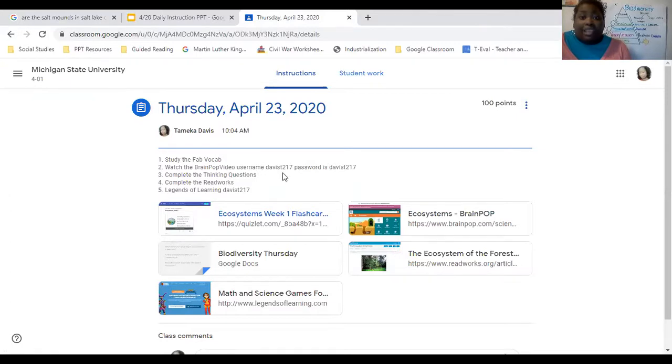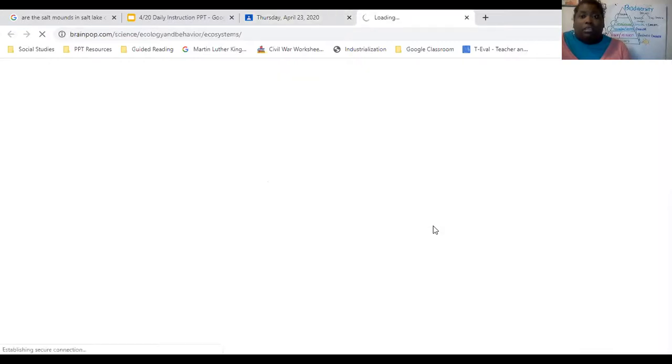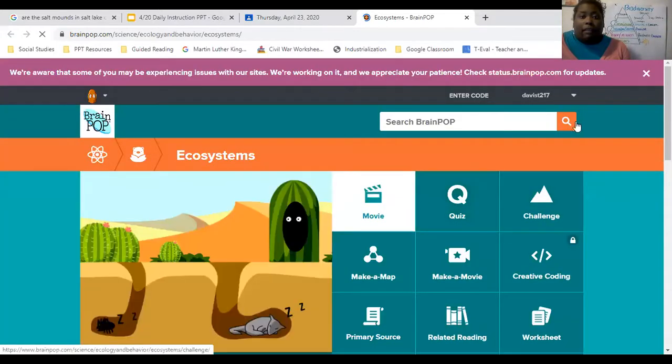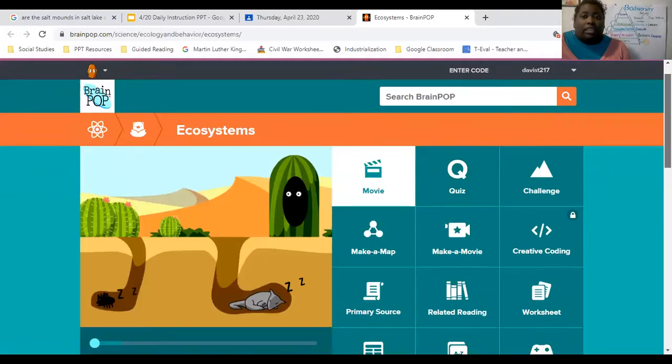I made it something that I felt you guys would remember. It's so easy. It's right here. And they're actually the same thing. So the password and the username are the same thing. And all you have to do is look up in the instructions, and it's the same thing for Legends of Learning as well. And see, Ms. Davis is already logged in, and you're just gonna watch this video.